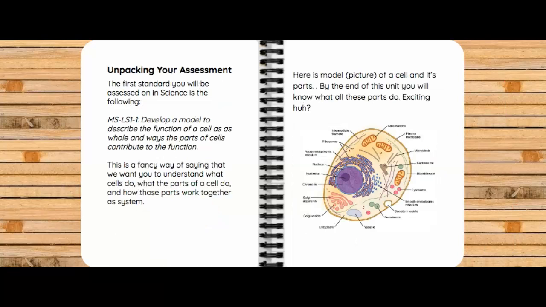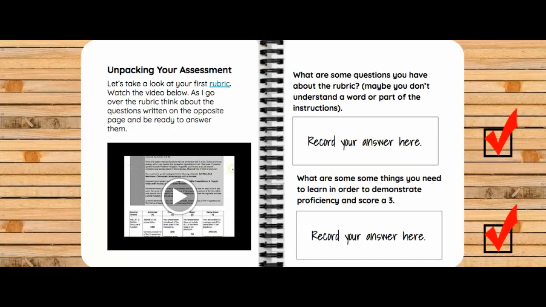Then we're going to take a look at the actual assessment, or the rubric for the assessment you will have at the end of our cells unit, which we are just starting now. So take a look at this. It describes the standard. And just know at the end of the unit, you're going to be able to look at this picture, which is a picture of a cell and all its parts, and know what all of these parts do, okay? Because for this summative, what you need to understand is what cells do, what the parts of the cells do, and how they work together as a system.